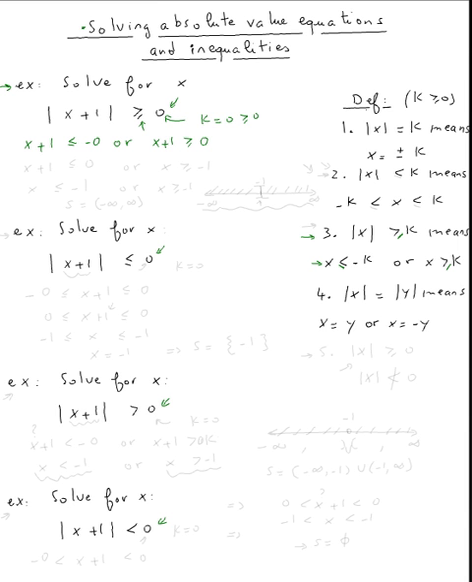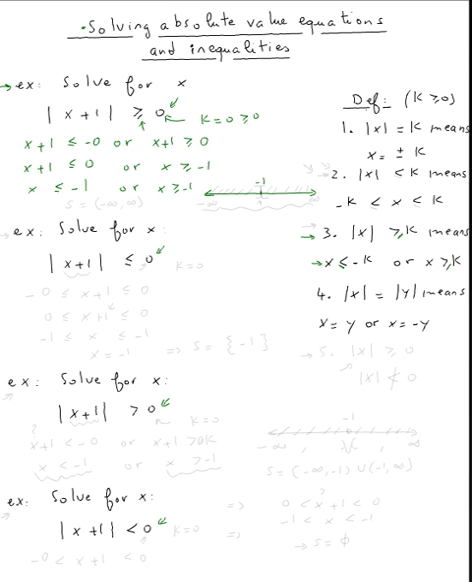Negative 0 is just 0. X plus 1, right? Negative 1 times 0 is just 0. Now solving for x, I'm going to subtract 1 from both sides. I get x less or equal than negative 1. I'll do the same thing here. X is bigger or equal than negative 1. Right?